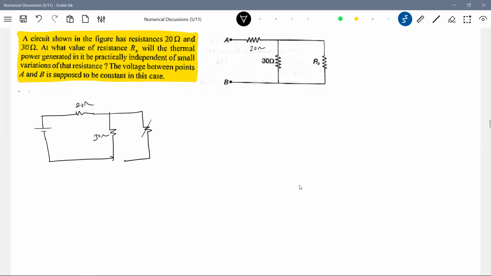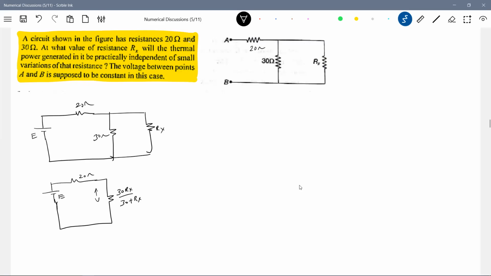Here power is variable, but the power should remain constant though Rx varies. Let me write this is E. Now what shall I do after this? These two are parallel, so the effective resistance of this will be 30 Rx by 30 plus Rx. This is 20 ohm. This is V, E.